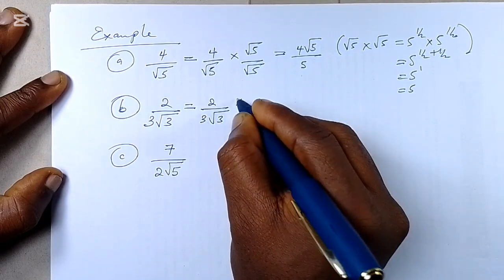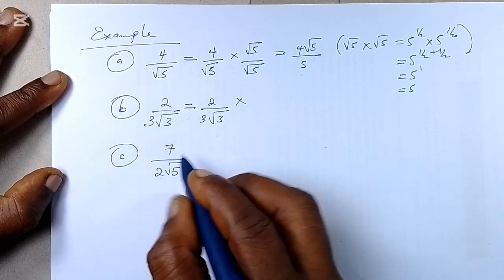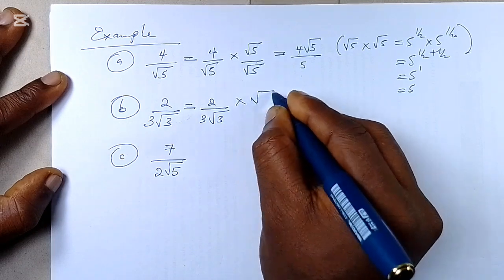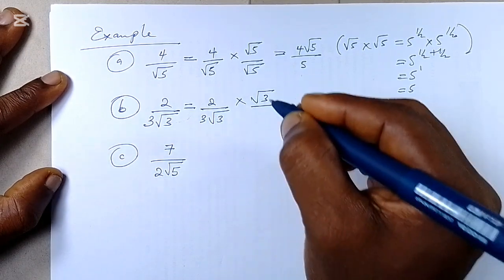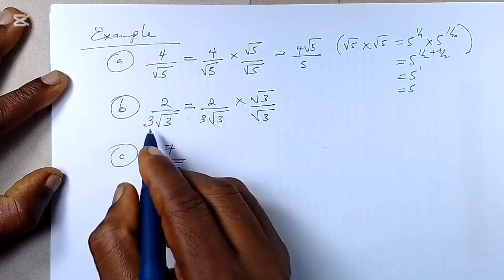3 root 3. For you to rationalize this particular surd, all you have to do is multiply by the surd component in the denominator. So I'm going to use root 3. You don't need to use 3 root 3 to multiply both sides, that's the numerator and the denominator. All you have to look at is using root 3, the surd component in the denominator.